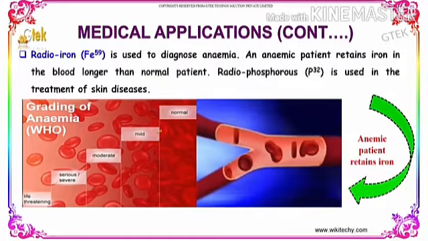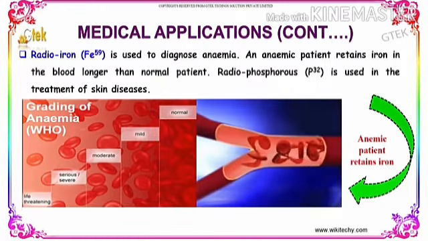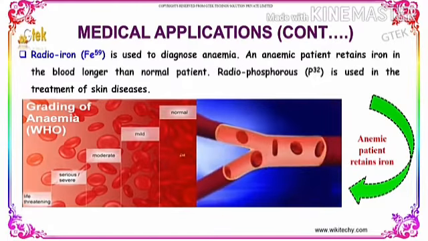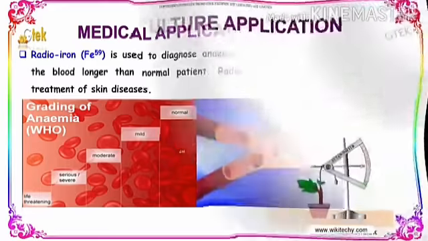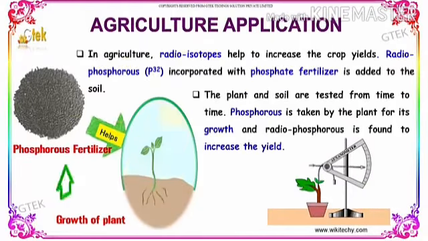Radiophosphorus 32 is used in the treatment of skin disease. Some of the radioisotopes like hydrogen, carbon, nitrogen and sulfur are used to detect diseases in our body.